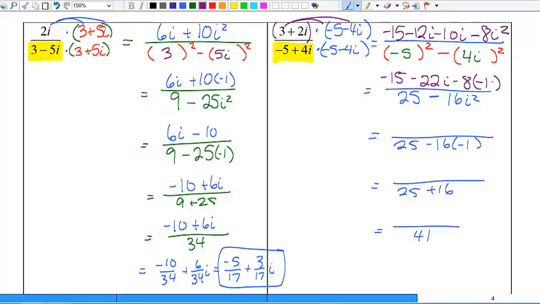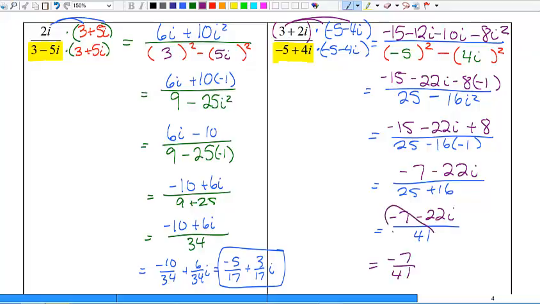And the i squared I can also turn into a negative 1, which gives me negative 15 minus 22i plus 8. A negative 8 times a negative 1 is a positive 8. I can add my two real parts, negative 15 plus 8, that's negative 7. And now I can split them up into this a plus bi form. The real part would be negative 7 over 41, and the imaginary part would be minus 22 over 41i.